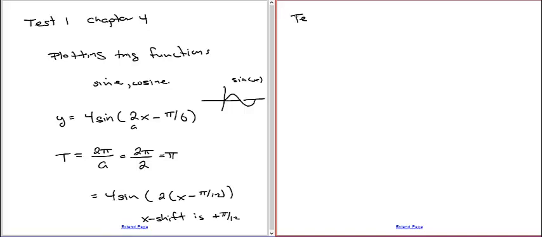Now, for test number 2, which was chapter 5, I'm not going to do any trig identities, and I'm not going to do any multiple angle type things. The only thing I'm going to test you on is solving equations. So the problems that involved that on the test were 1, 3, 4, and 5. Okay, so the other ones, 2, 6, and 7, you don't have to worry about.